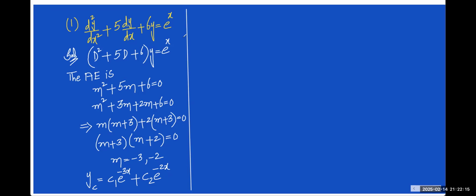Now the problem will not be completed here. Why? Because the right hand side value is there. So now we have to move on to yp. This is called the particular integral. This is called the complementary function, CF. This is called the particular integral, PI. So yp is equal to.